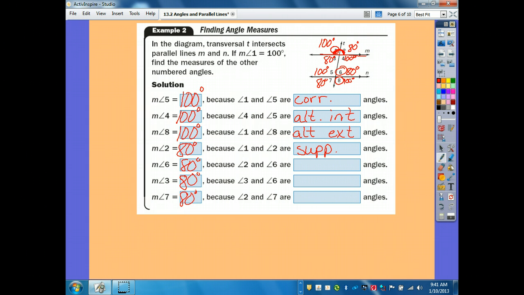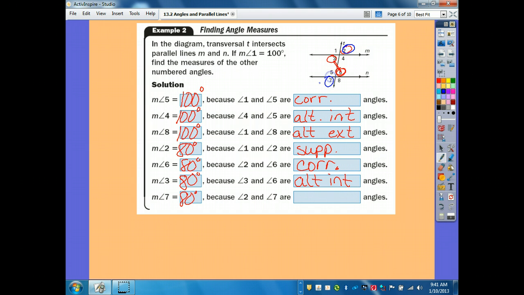Let's name them. What are 2 and 6 to each other? Let me erase this so we can see the numbers better. What are 2 and 6 to each other? Yes, they are corresponding. Excellent. What are 3 and 6 to each other? Alternate exterior, I'm hearing both. Is it alternate interior or alternate exterior? Interior, because they're on the inside of the lines. Alternate interior. And how about 2 and 7?